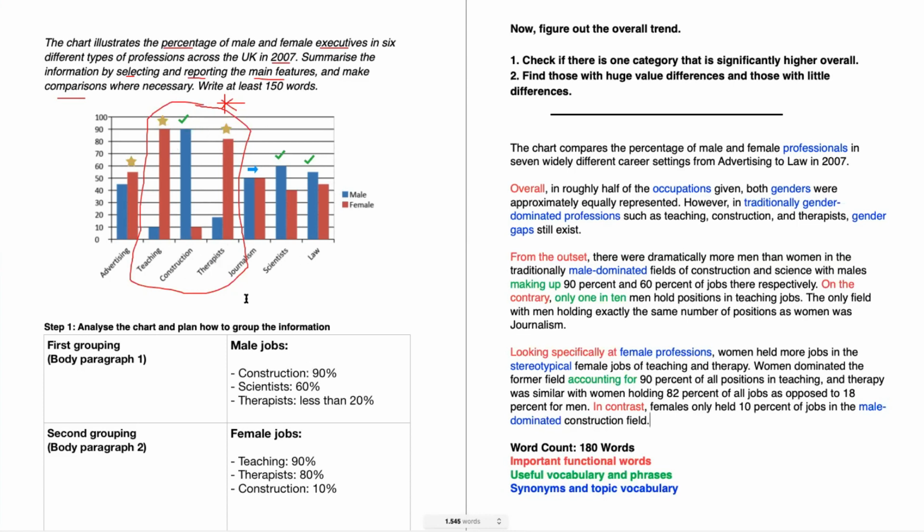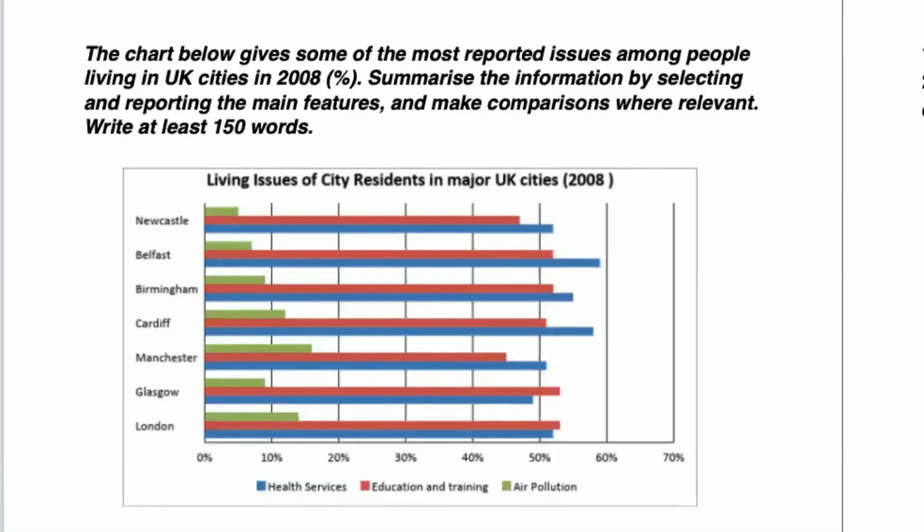So note how the overview and the 2 groupings really helped us write this. Again, when it comes to task achievement, we were able to fit everything in with a minimum of 150 words. It's very cohesive and coherent thanks to our outline. Everything is very clear. And these color-coded words show the lexical resource and the grammatical range. You might see this as well.